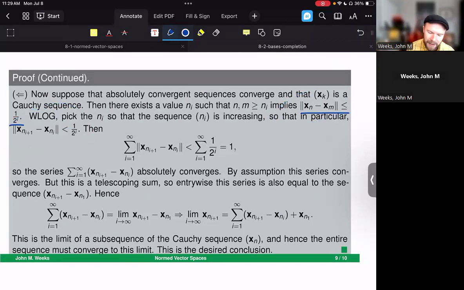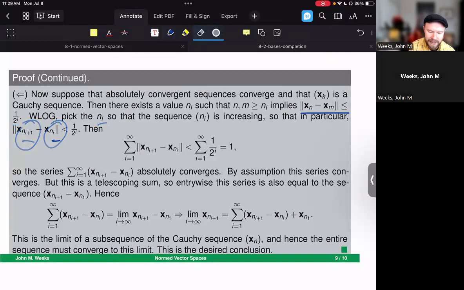So I'll pick the n sub i so that the sequence n sub i is increasing, just to make sure that I'm actually going to get a subsequence. So that in particular, the norm of x sub n sub i plus 1 minus x sub n sub i is less than 1 over 2 to the i. I can always do this as long as n and m are bigger than n sub i, then that's going to be the case. And I'm choosing n sub i plus 1 to be bigger than n sub i to make that work.